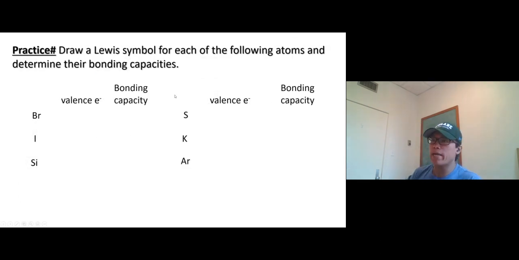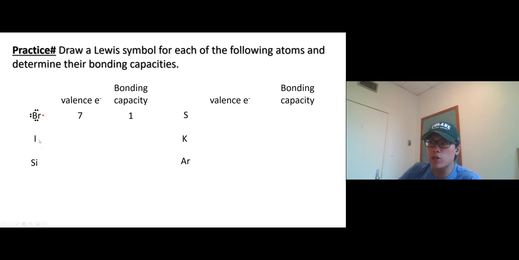So just super simple right here. Pause the video and answer the question: draw a Lewis symbol for each of the following atoms and determine their bonding capacity. Look at the group. Bromine is group 7, so 7 valence electrons. The bonding capacity is just 1, since it needs 1 more to become an octet. It has only 1 unpaired electron, and the rest are lone pairs, 7 electrons total.